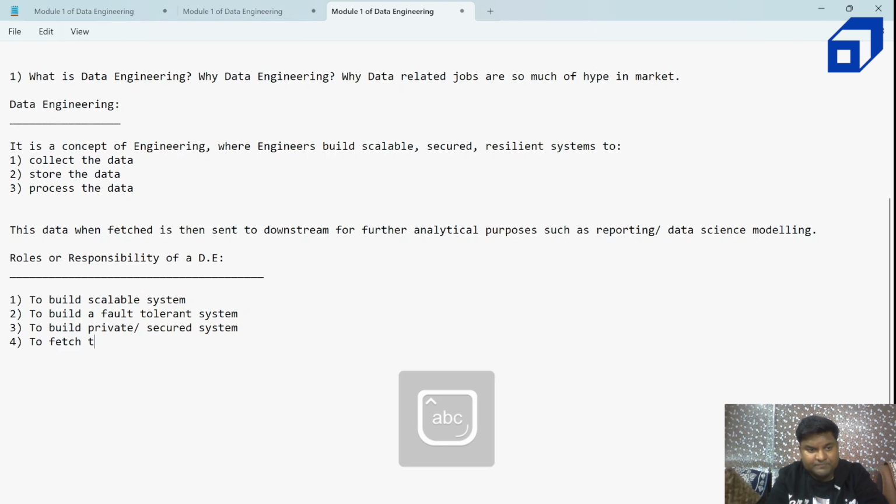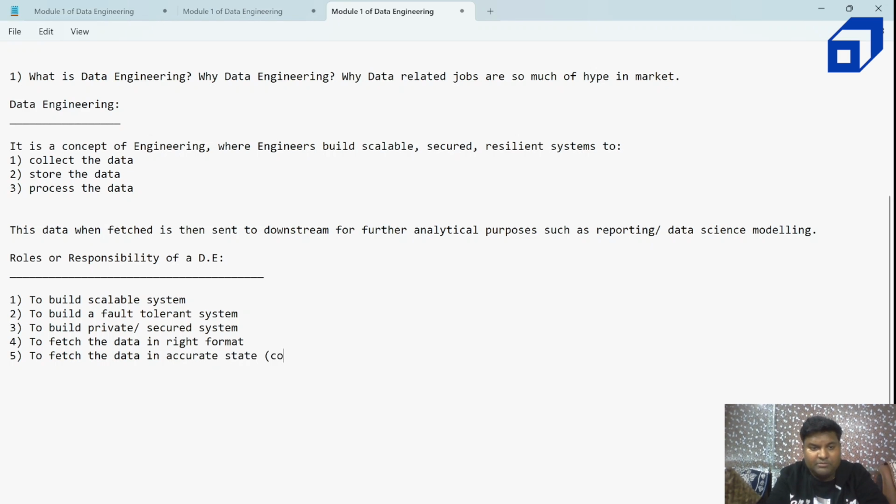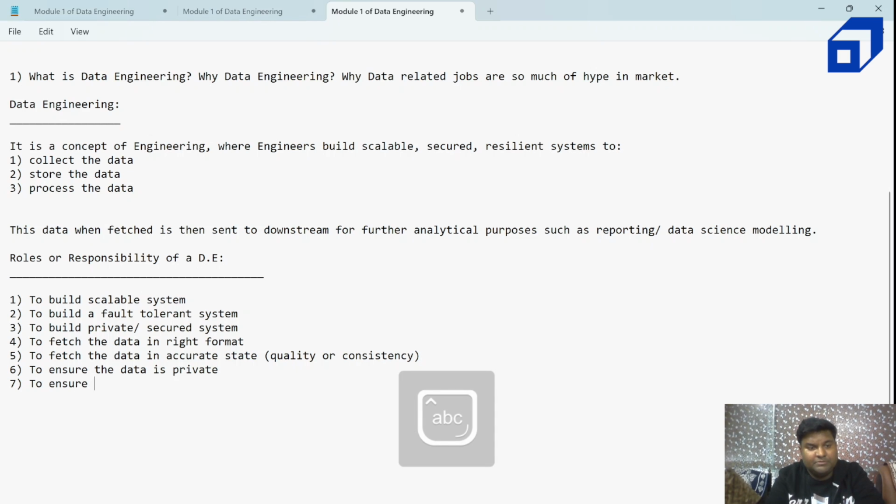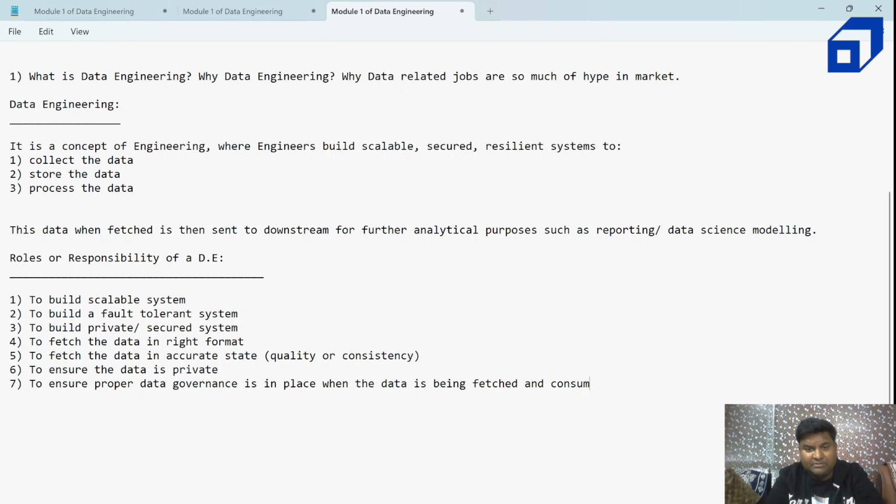Number four, to fetch the data in the right format. Number five, to fetch the data in an accurate state. Basically, we're talking about quality or consistency of data over here. Number six, the data is private. Private data means you're not leaking out confidential information which is used by the companies, right? Number seven, to ensure proper data governance is in place when the data is being fetched and consumed, right? These are the basic responsibilities of a data engineer.